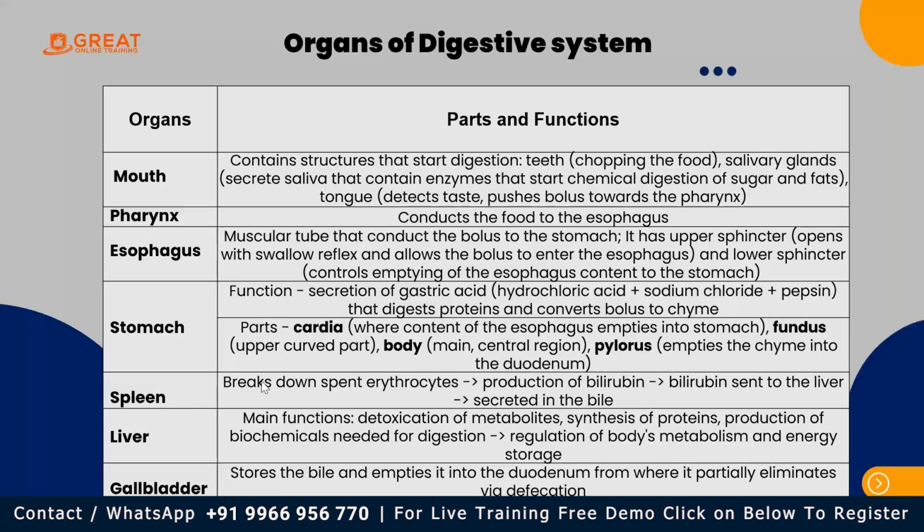Then the spleen. The spleen breaks down the erythrocytes, leading to production of bilirubin. Bilirubin is sent to the liver and secreted in the bile. Then the liver: main functions are detoxification of metabolites, synthesis of proteins, production of biochemicals needed for digestion, regulation of the body's metabolism, and energy storage. Then the gallbladder stores bile and empties it into the duodenum, from where it is partially eliminated via defecation.